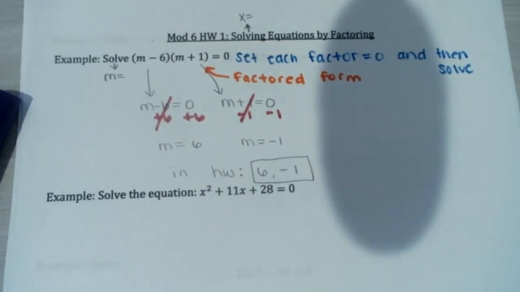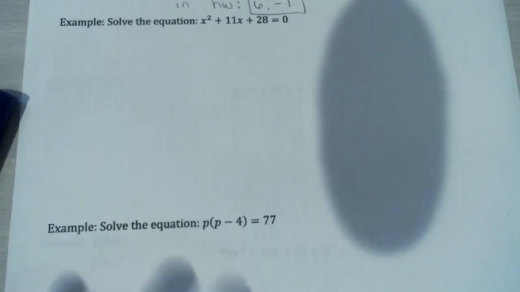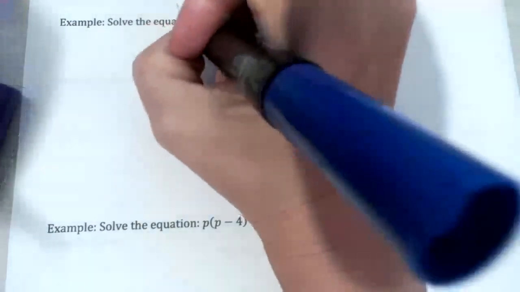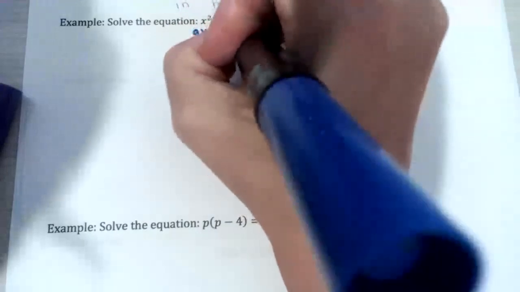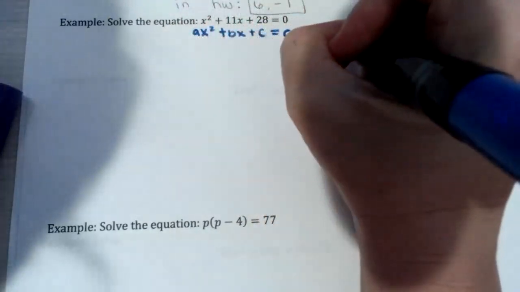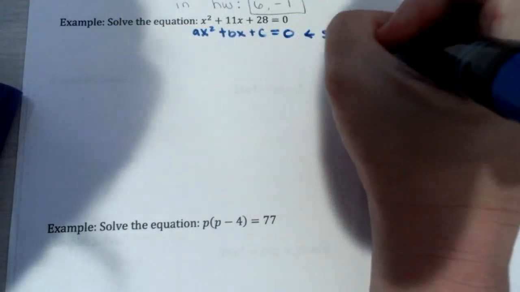All right, let's do this next one. The next one says solve the equation x squared plus 11x plus 28 equals 0. So this time it's not in factored form, it's in standard form. So we're going to need to factor it. Remember, we have ax squared plus bx plus c equals 0. This is our standard form. So now that it's in standard form, we can go ahead and factor.